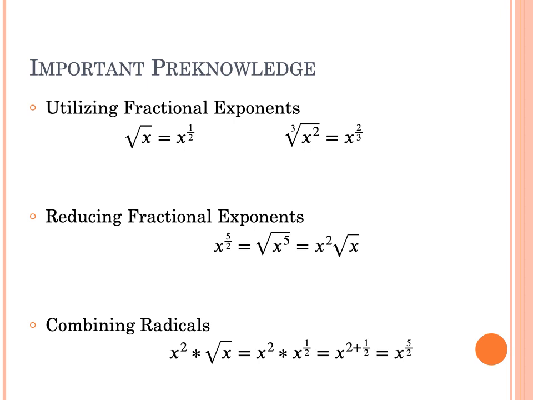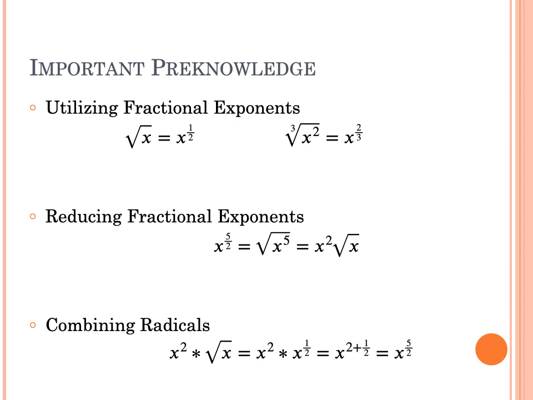So here we've got just x under the square root. That's the same as x to the 1/2. Here we have the cube root of x squared. That's the same as x to the 2/3. We're not going to typically leave things in fractional exponents, so you might need to go the reverse direction, but we do want to feel comfortable going back and forth between a radical and fractional exponents.